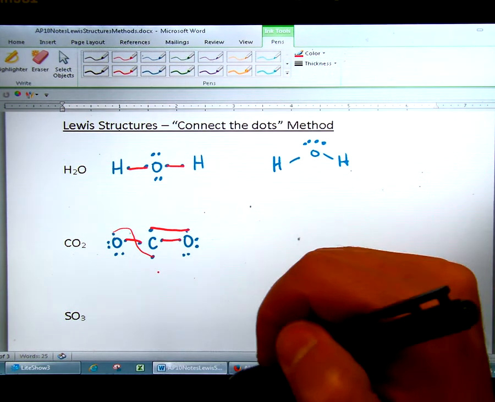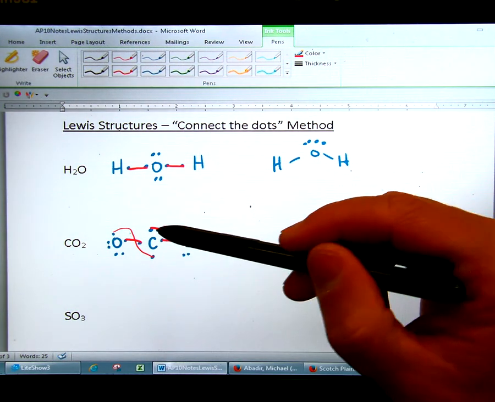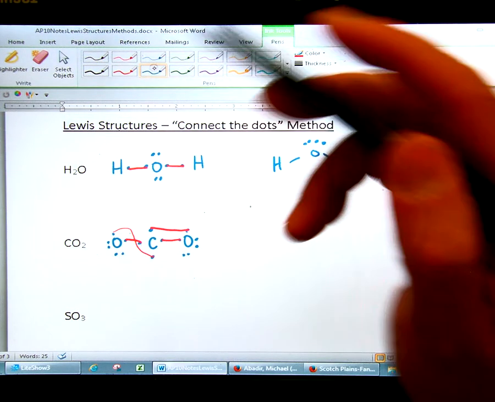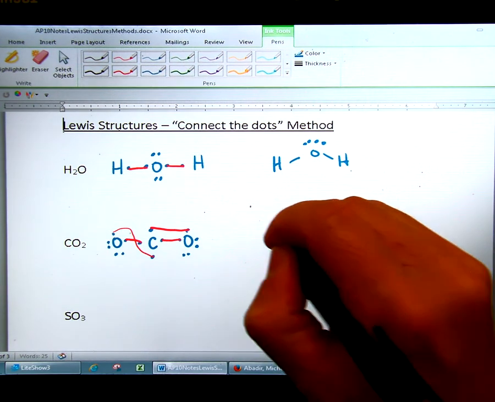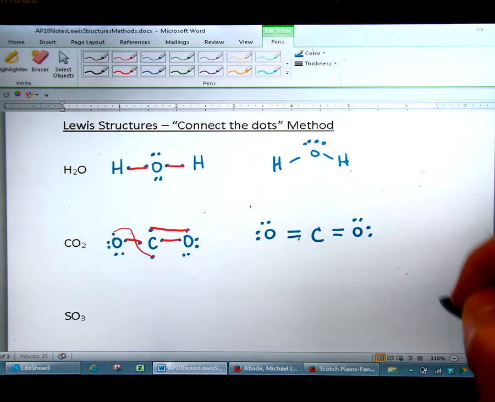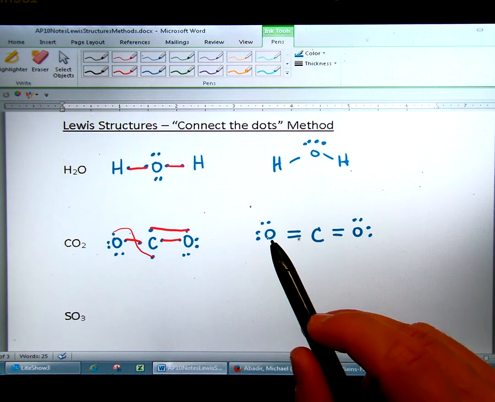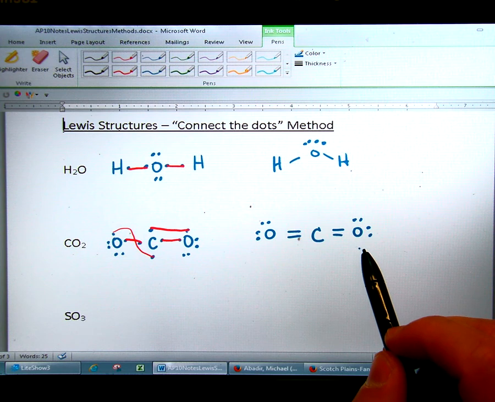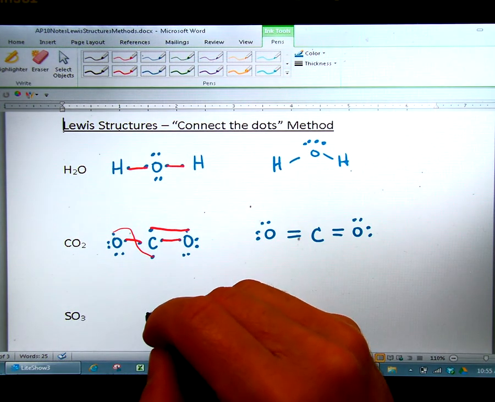Now this is a rough copy, so you're never going to write this as a final answer, but this is to help you understand that C and O double bond on the right and C and O double bond on the left. So when you're all done, you simply can draw this like that. And now carbon has 8 electrons around it, and this oxygen has 8 electrons around it, and this oxygen has 8 electrons around it. Now we're going to draw SO3, which is sulfur trioxide.